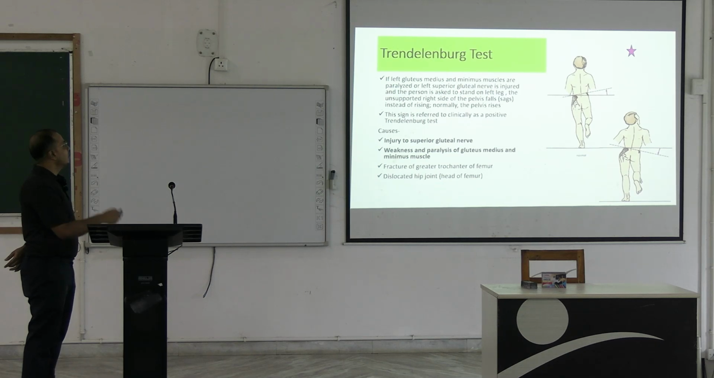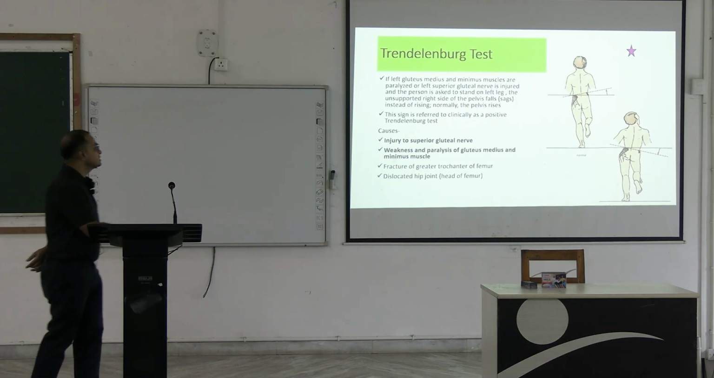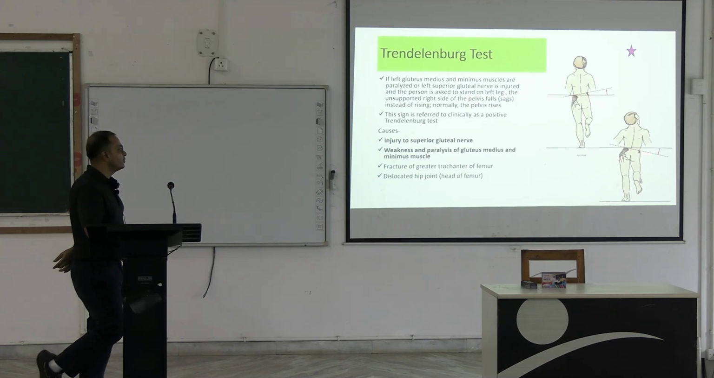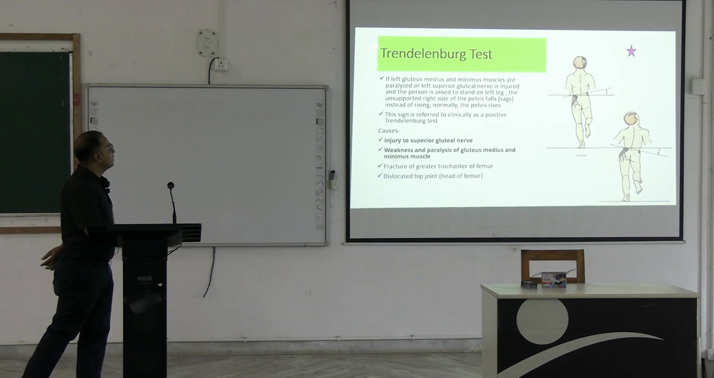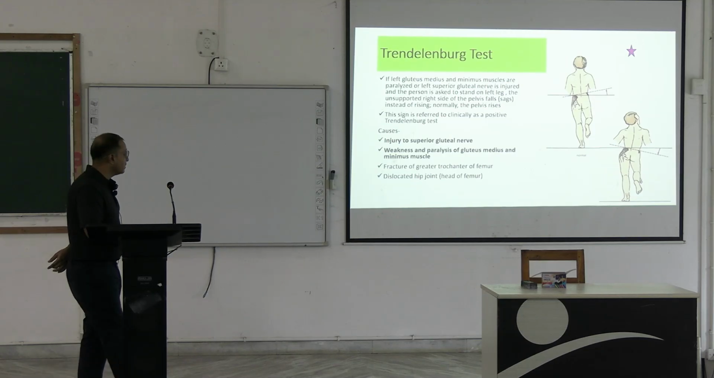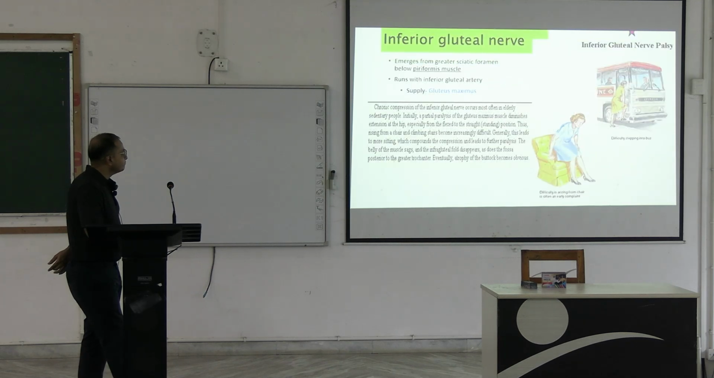So the Trendelenburg test should be done with an intact hip joint. If you have a fracture or any disease of the hip joint, you cannot perform the Trendelenburg test, positive or negative. By doing this test, we cannot come to any conclusions. So it has to be a sound hip joint, and then we can elicit the Trendelenburg test and interpret what is happening with the gluteus medius and the nerve supply to it.